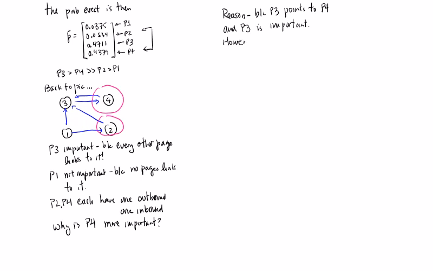So by comparison, P2 is only pointed to by page 1, which isn't important. Right, so it's always good to have a really important page pointing at your page, right? If the New York Times links to your personal website, that's fantastic. But if some obscure website links to your website, that doesn't matter so much.